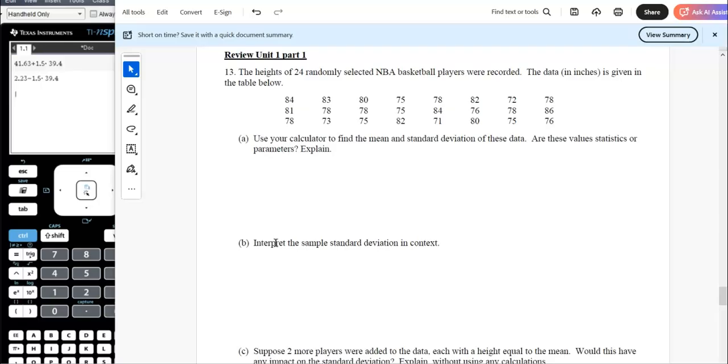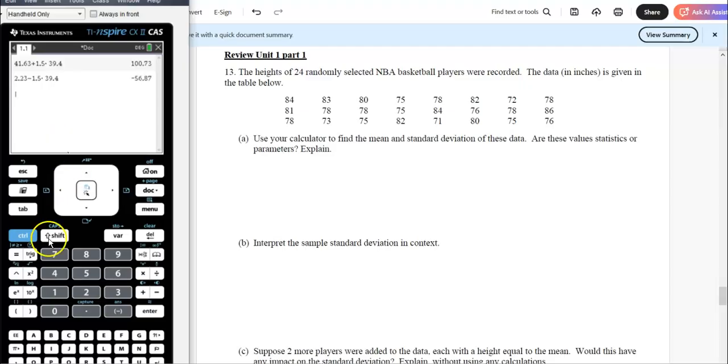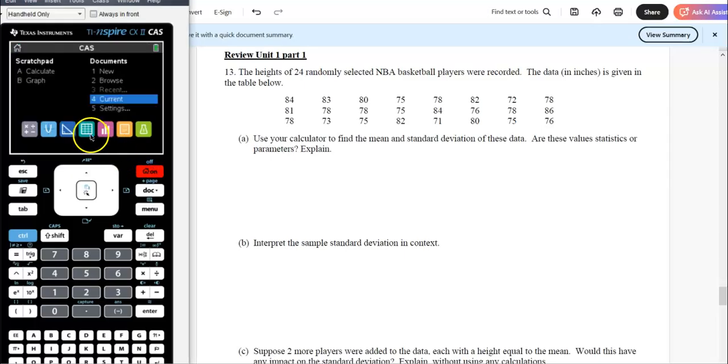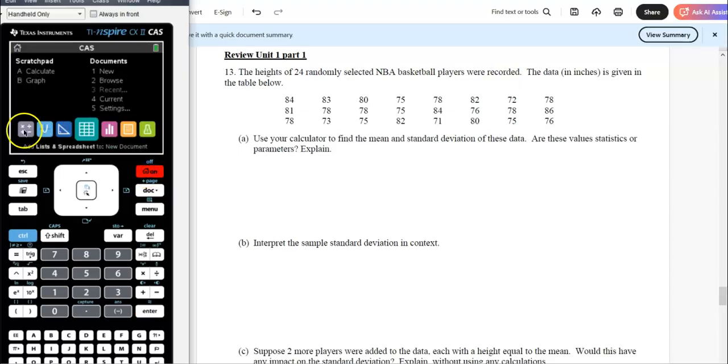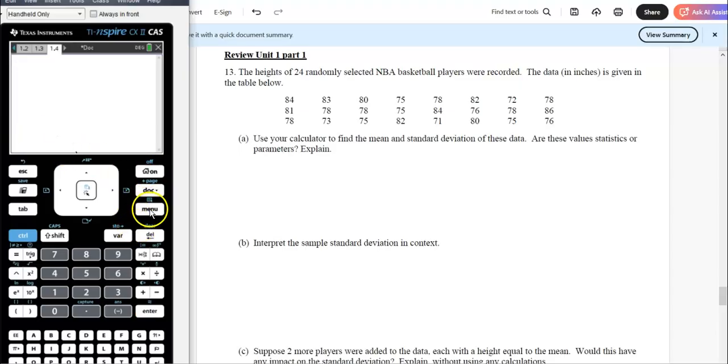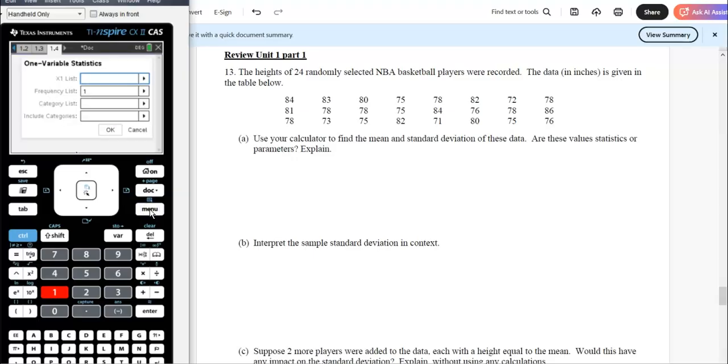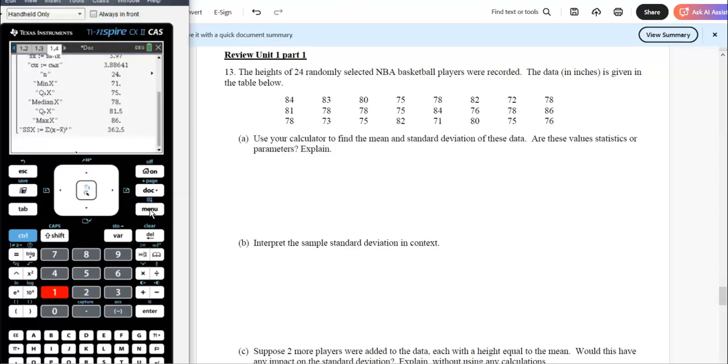All right, so 24 randomly selected NBA players were recorded. The data is given below. Use your calculator to find the mean and standard deviation. Okay, so add a list and spreadsheet: home key, go to lists and spreadsheets, go up to the very top, type the name. I called it height. Take your time and enter all the data pieces in. I already typed them in. When you type that last one, press enter to get out of the cell. Then hit the home key, go to the calculator page, do one-variable stats, menu 6 1 1, height, choose it, say okay.